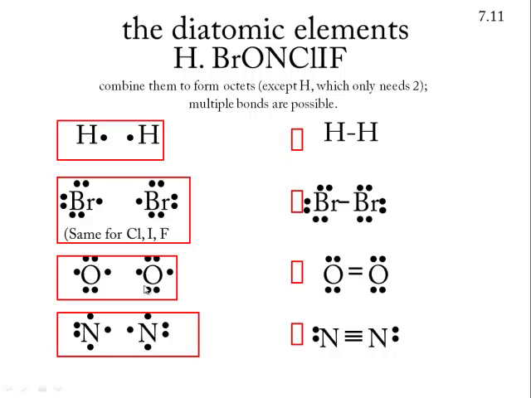Nitrogen. And if you want to, you can convince yourself that there's 8 electrons, right? 2, 4, 6, and 2 shared makes 8. You can do it like that. These are the diatomic elements. This is Screencast 7.11.